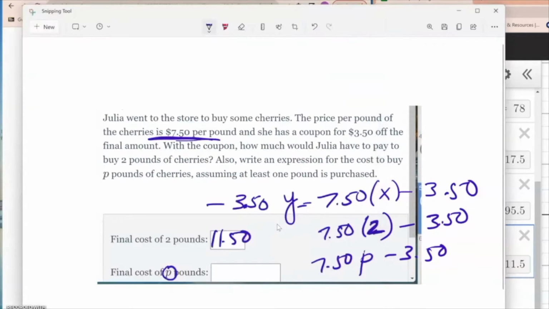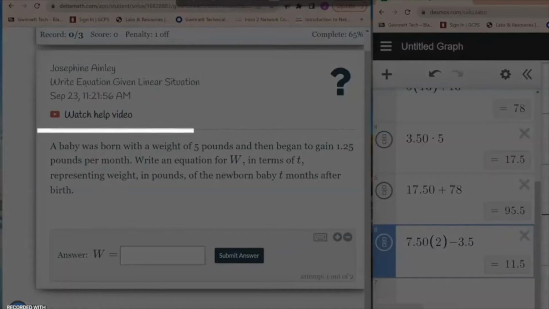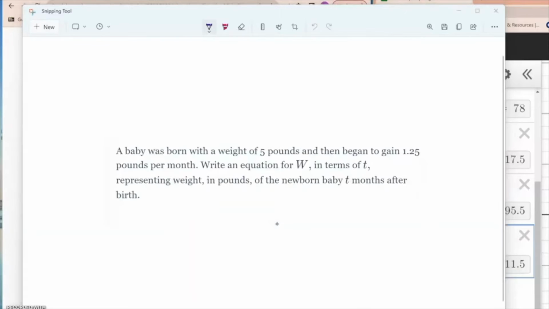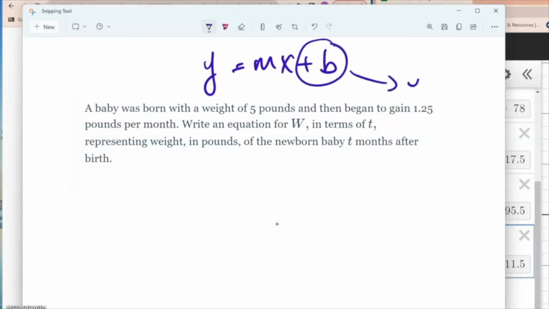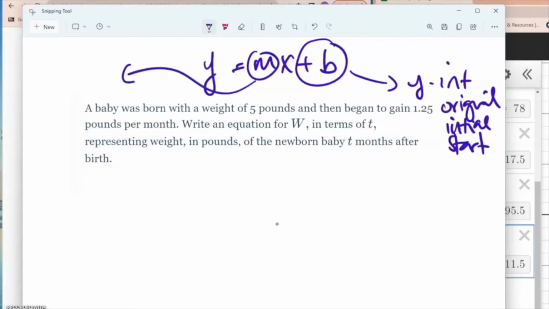All right, so I'm going to go over a couple of these just to make sure you understand it. I am going to choose the kind of question I'm going to give you. So this one is what it's going to look like. Really, it's a linear equation in context. So it's y equals mx plus b in context, where b is your y-intercept, which is your original, or your initial, or your start, all that. It means the y-intercept. And then m is your slope, how it's changing, your rate of change.